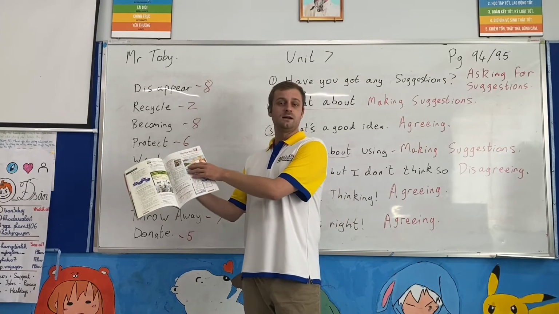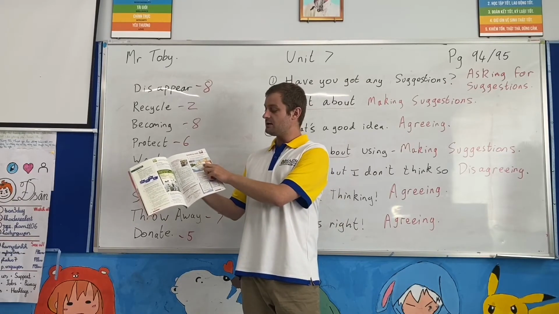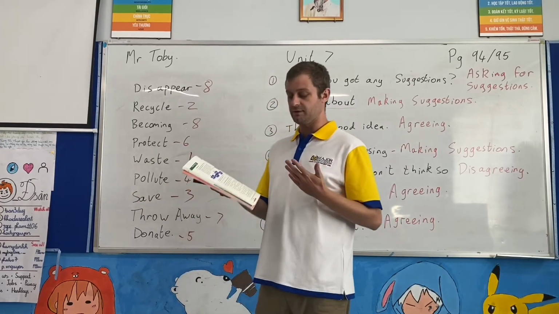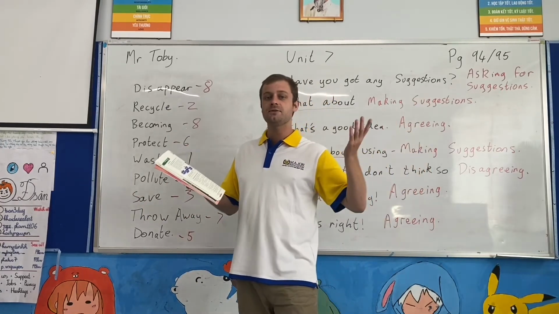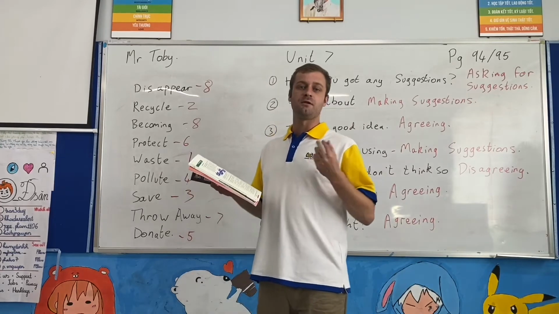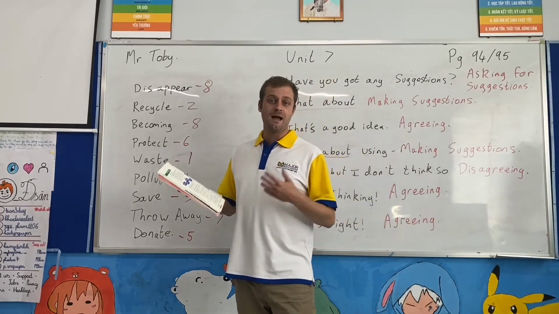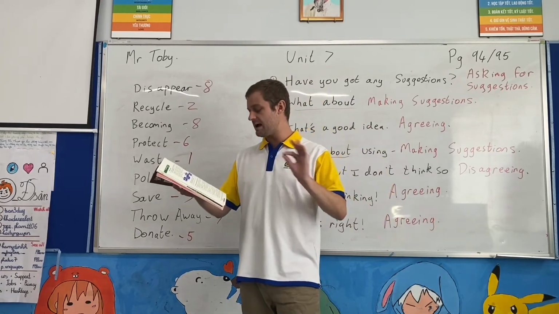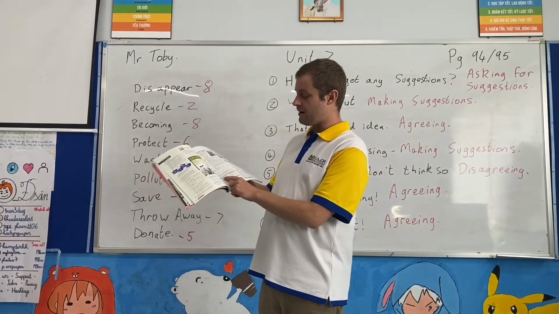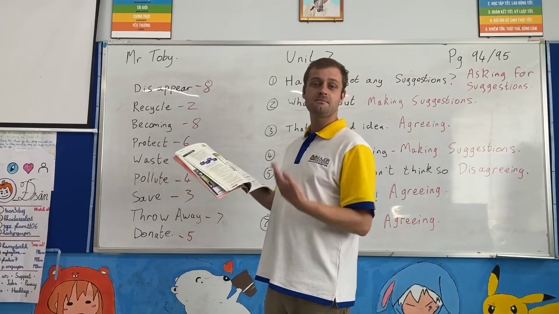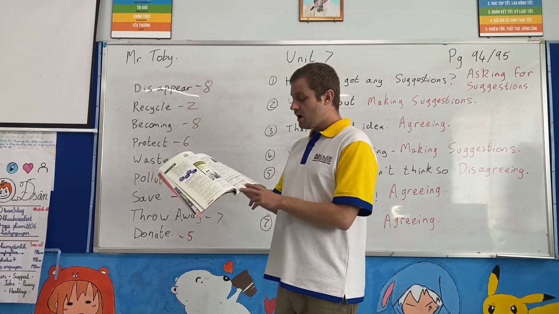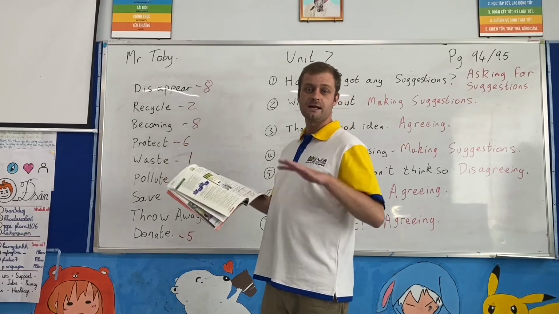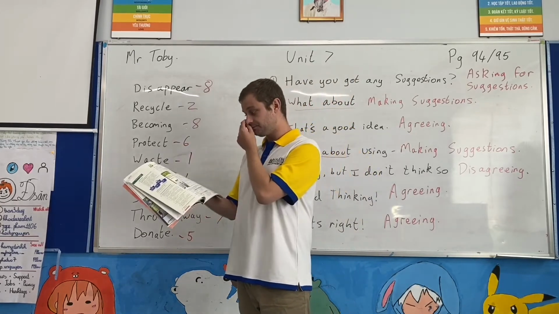So again, think about an environmental topic. The easy one is in the book, how to keep your neighborhood clean. There are some ideas. If you want it a bit more difficult, anything you like. We've been through a few. You can talk about animals, the sea, the forest, the city, anything. Make sure you try and ask for suggestions and make suggestions. Agreeing is a bit harder, okay? Agreeing and disagreeing, you need a conversation.